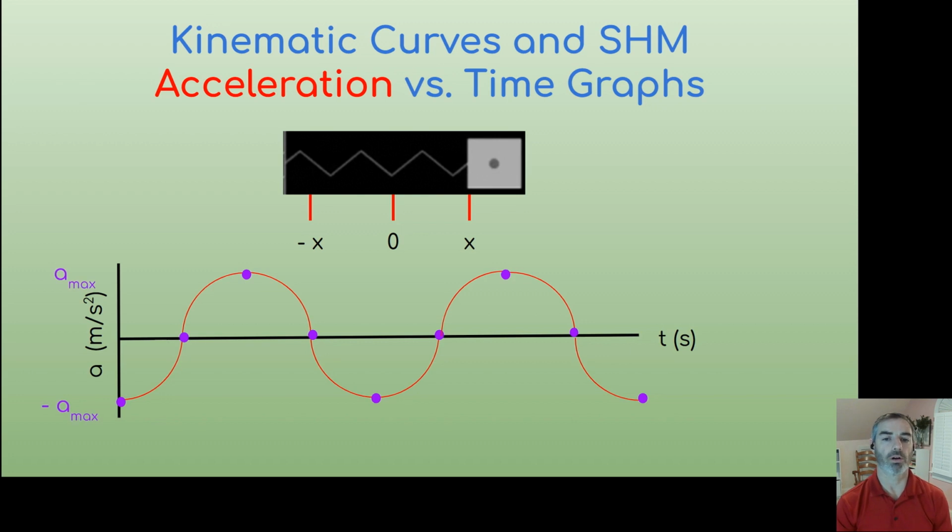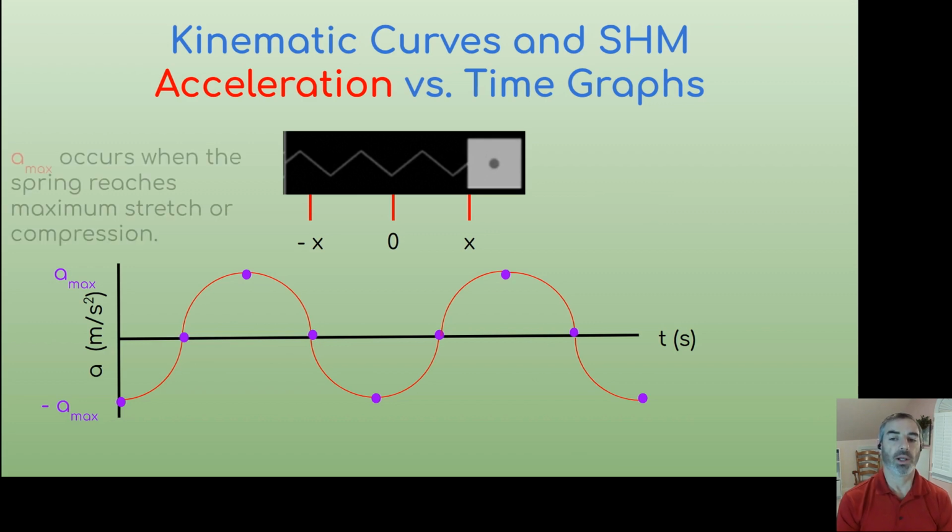Now again, we're going to mark our graph with our maximum acceleration and negative maximum acceleration. And it's worth noting that the maximum acceleration occurs when the spring reaches either the maximum stretch or compression, depending on which way the oscillator is moving.